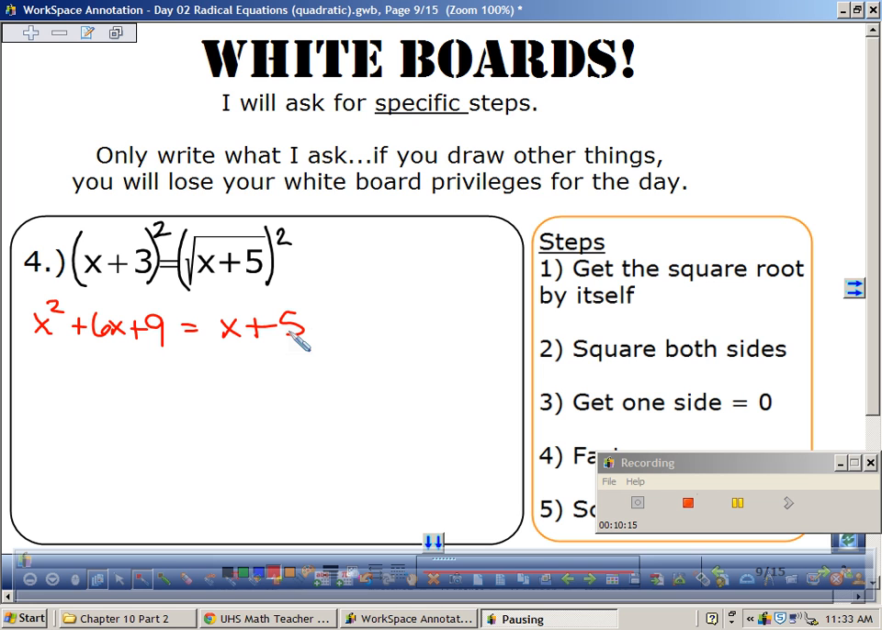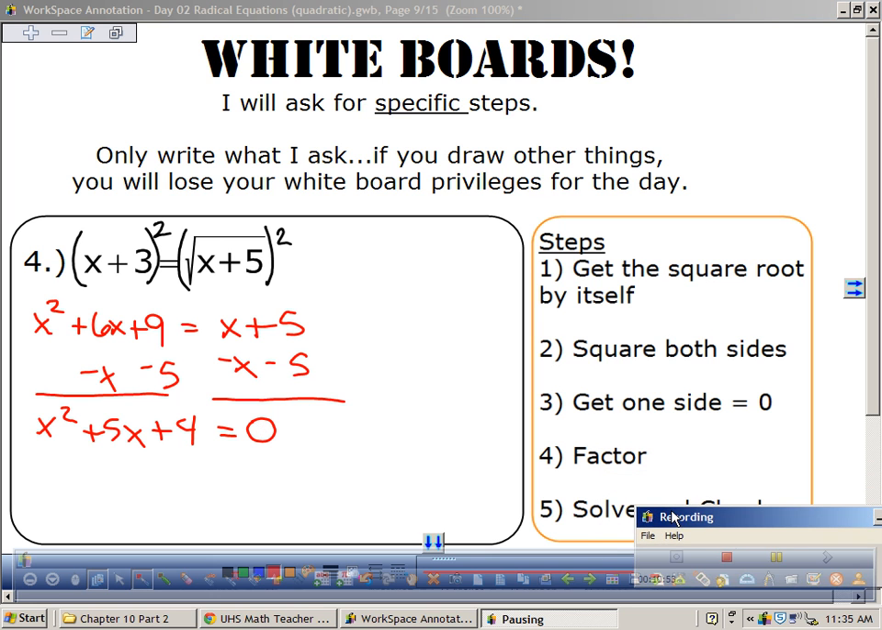Zero. Get one side to 0. So do that now, please. So if I want this equal to 0, I need to subtract 5 from both sides and subtract x from both sides. So when I do that, I get x squared plus 5x plus 4 equals 0. What's my next step? Factor it. So go ahead and factor it for me.